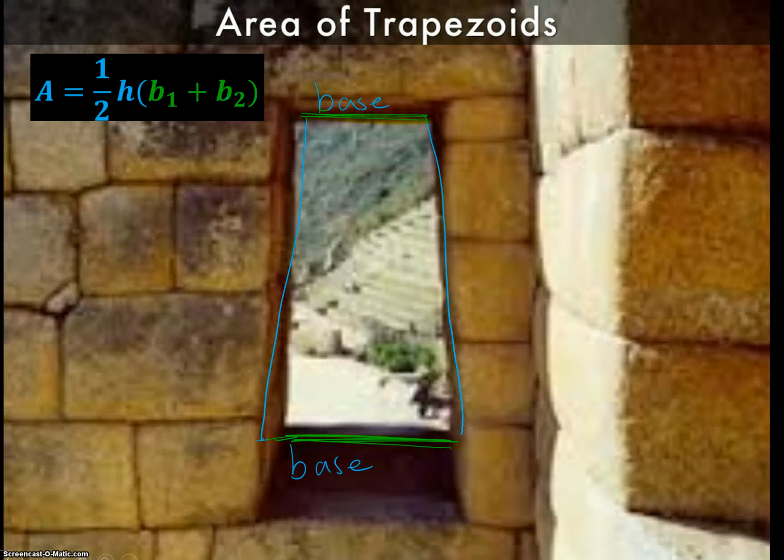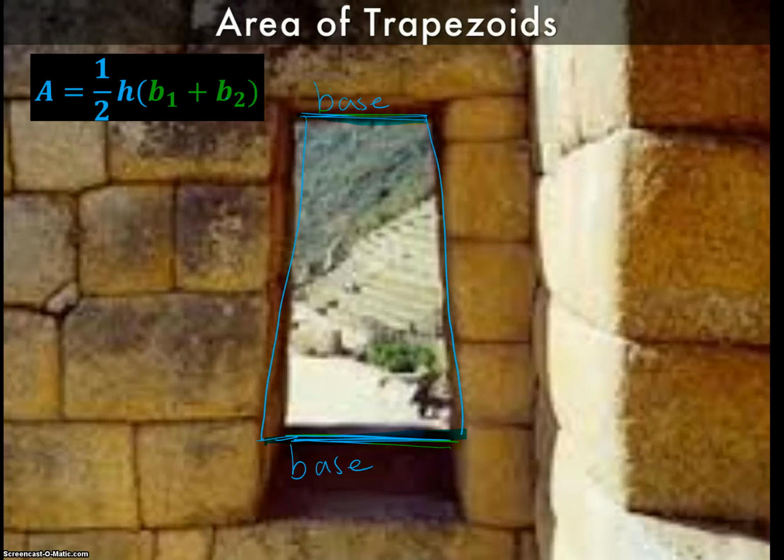What I did, I just highlighted the different bases so you can see that the lines are always parallel. Your bases go into this formula. This formula is the area of trapezoids. A equals 1/2 height times the quantity of the sum of the bases, base 1 plus base 2. Now you just call them base 1 and base 2. It doesn't matter the order on which you say which one's which base.